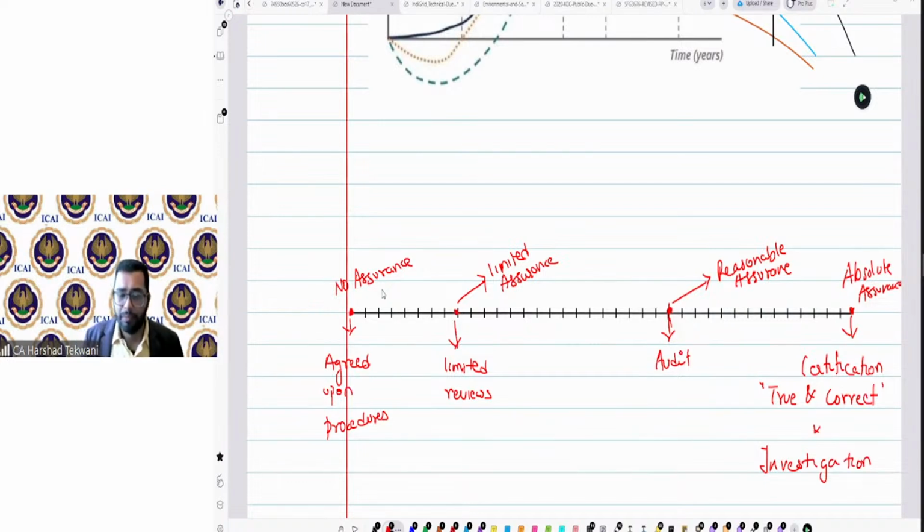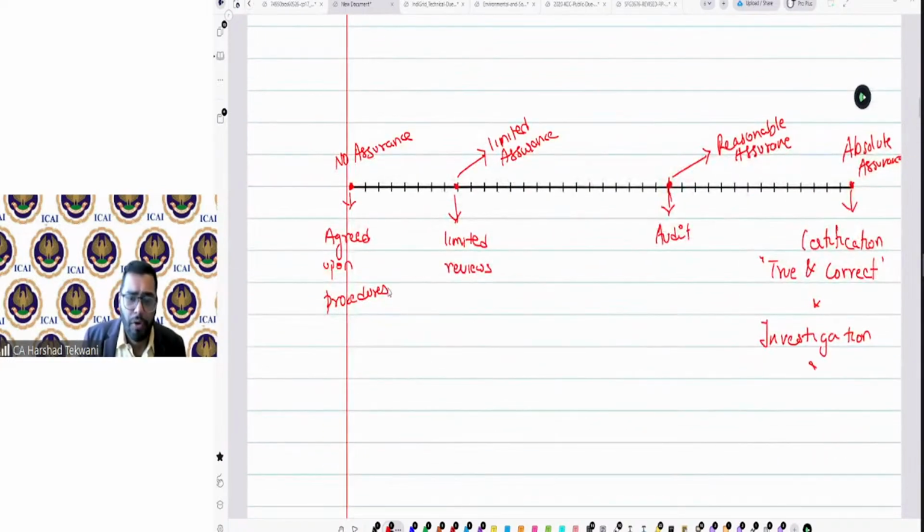Investigations, you have then forensic accounting. Now, investigation will include fraud investigation, all those things. So that is absolute assurance, kind of, not limited assurance.